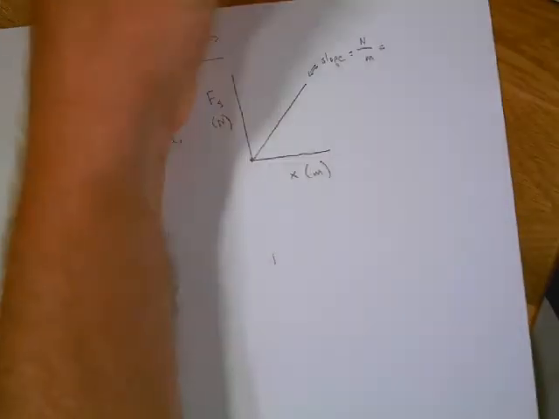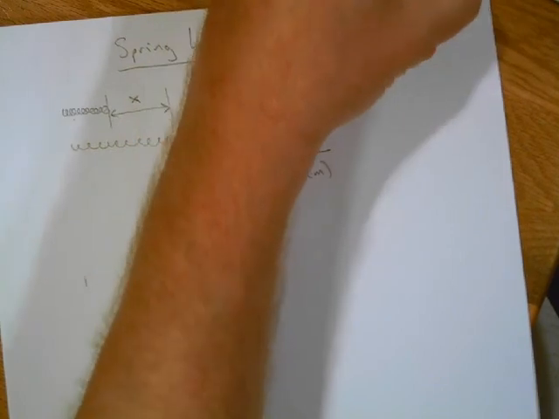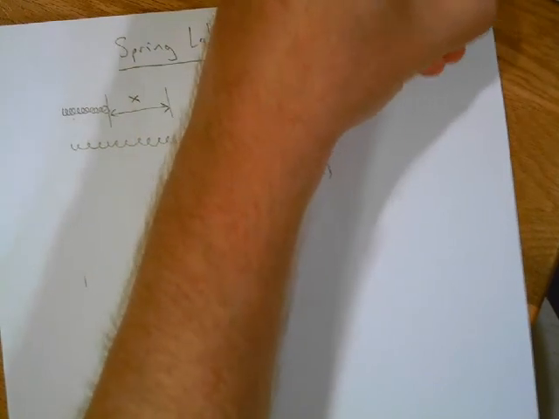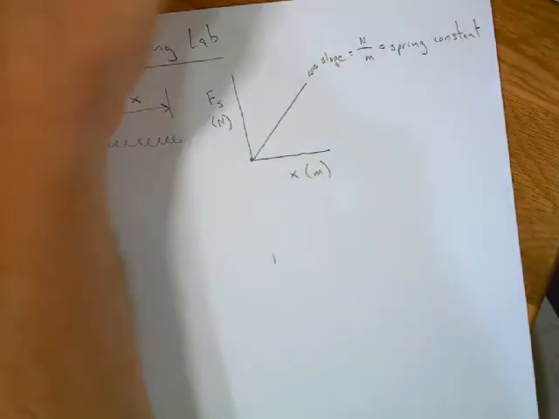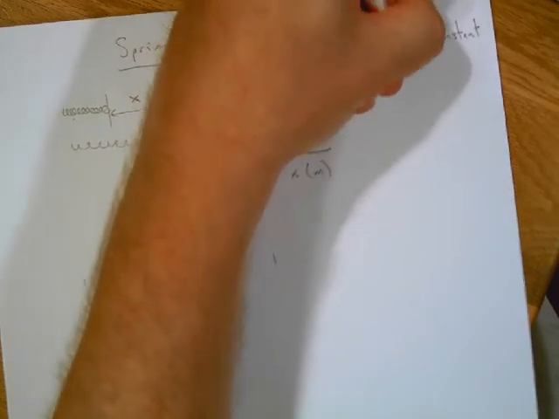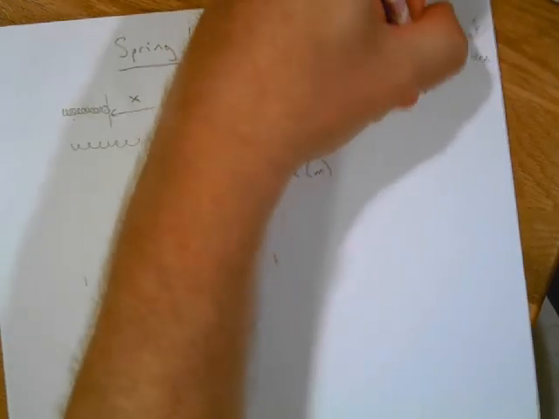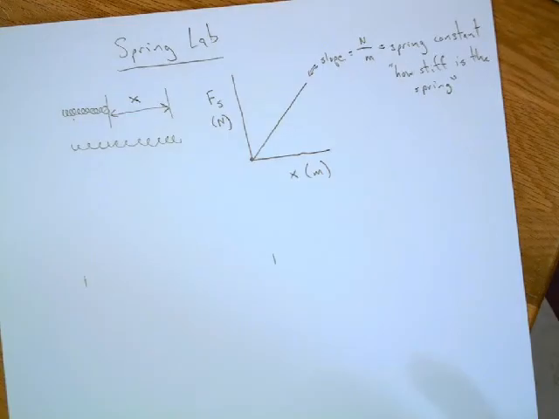The slope does have a special name. It's called the spring constant. I realize I'm using a rubber band, but same difference. The spring constant really is just how stiff the spring is. So it's just the stiffness of the spring.